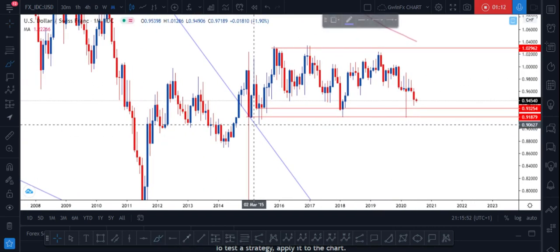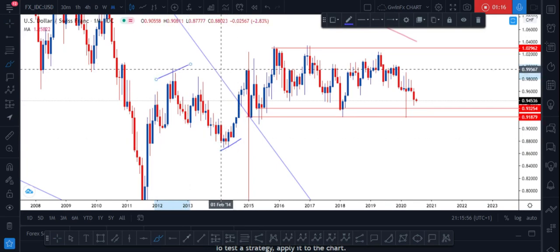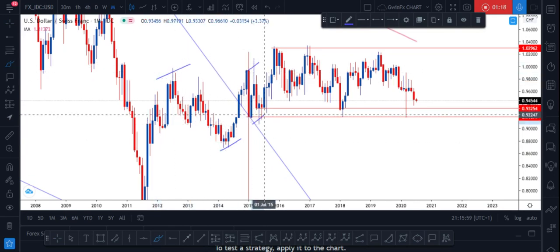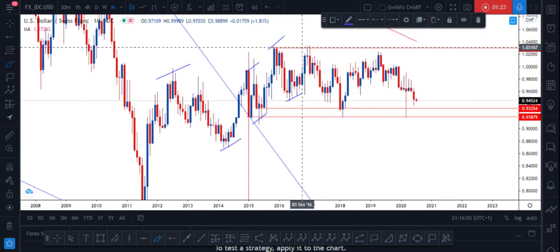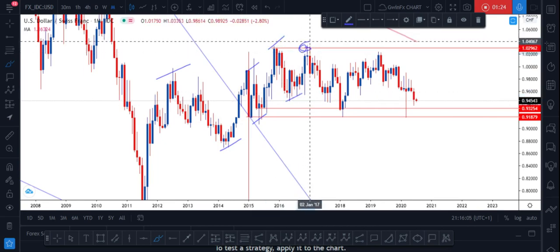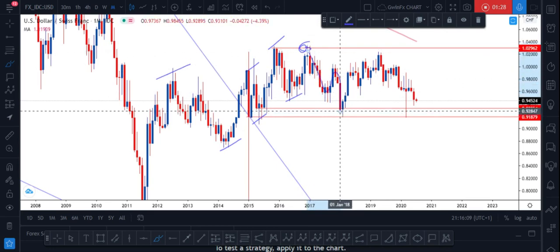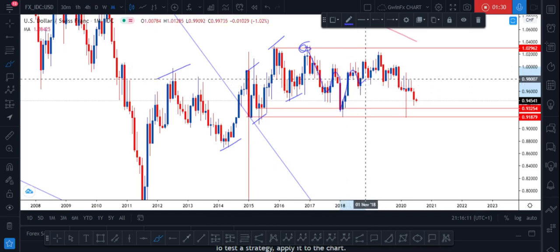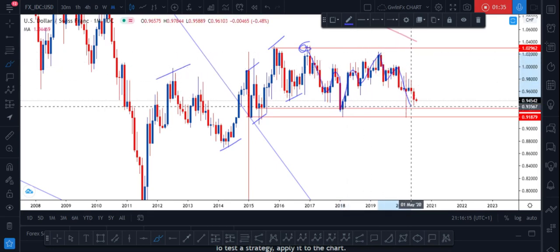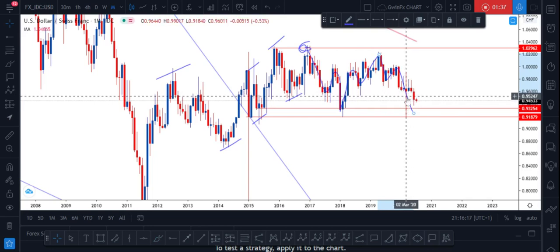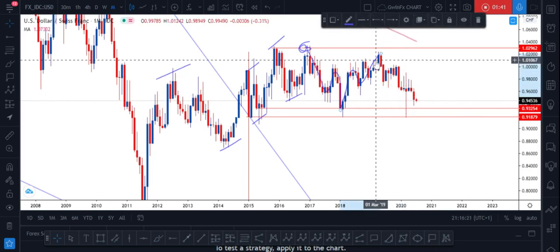At one point we had the market making higher highs and higher lows: a new high, higher low, higher high, then higher low. We had the market then halt at this point, then start making this drop. It did a three wave move down, then a three wave move up, and now we are starting to see what looks like a downtrend. Definitely.